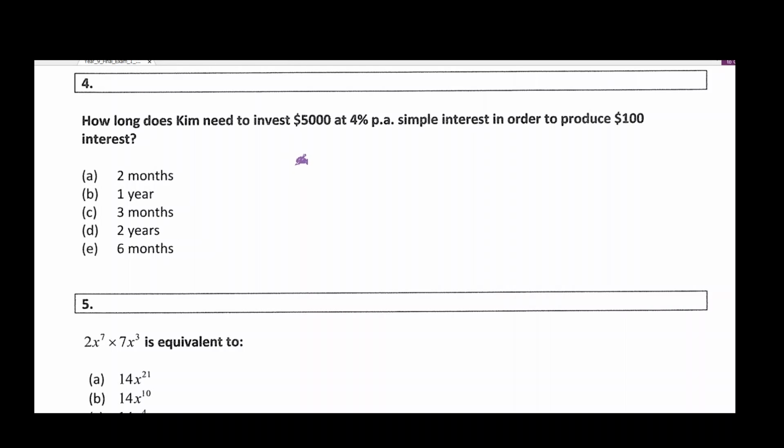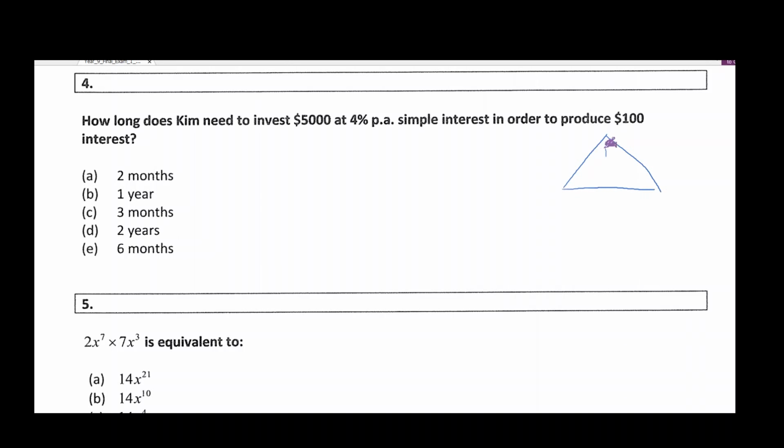How long does Kim need to invest 5,000 at 4% per annum simple interest in order to produce $100 interest? So what we can do with this is use this triangle. Interest goes on the top, and along the bottom you're going to have principal times rate times time. I'll draw that one again and make it a bit neater. I'll use a not as thick marker. There we go.